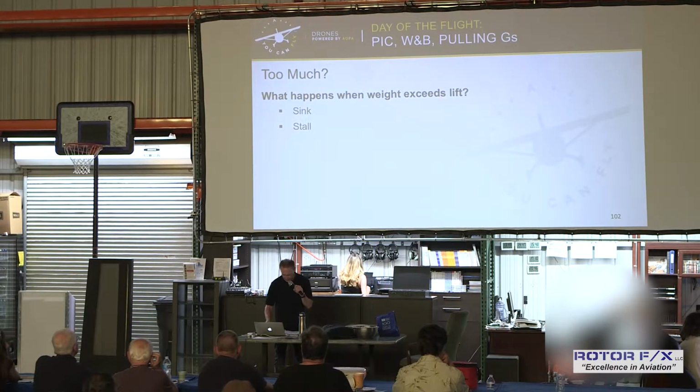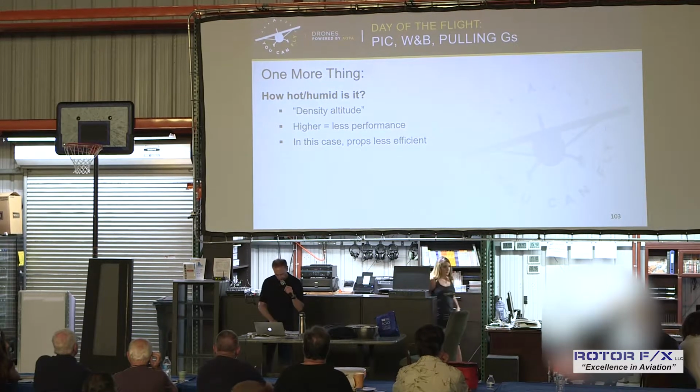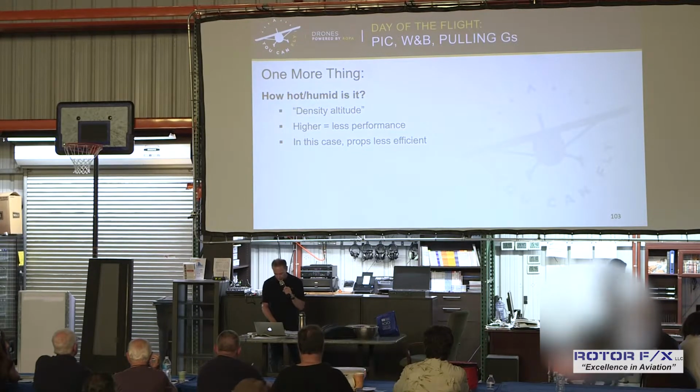We talked about this. Humidity, density altitude. What happens with density altitude? At 1,000 feet MSL on a 100-degree summer day, the effective density altitude may be 3,000, right? Why is that?